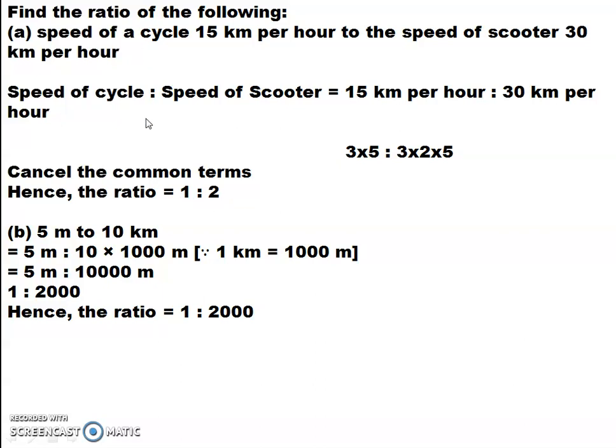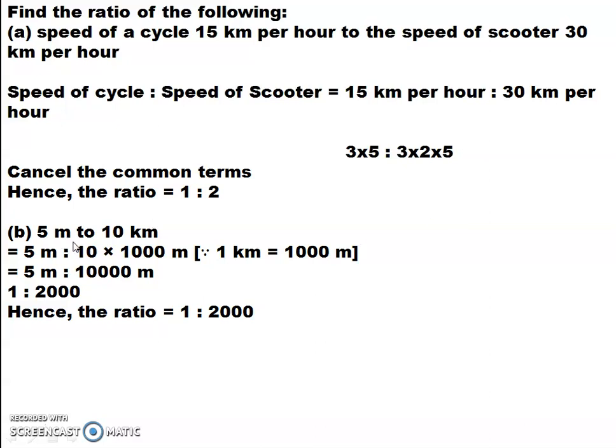So what did you learn? When you compare or when you find the ratio, the quantities should be same. That is, here you are comparing speed. Okay. Now the unit should be same. Here what is this unit? 15 km per hour. Here also it is 30 km per hour.